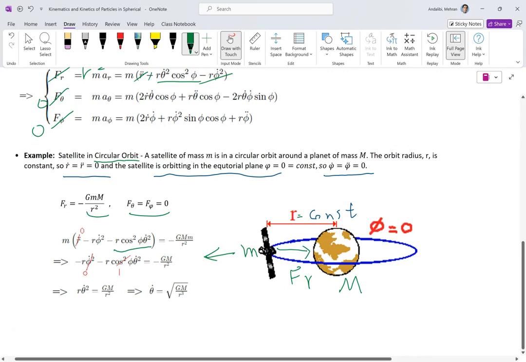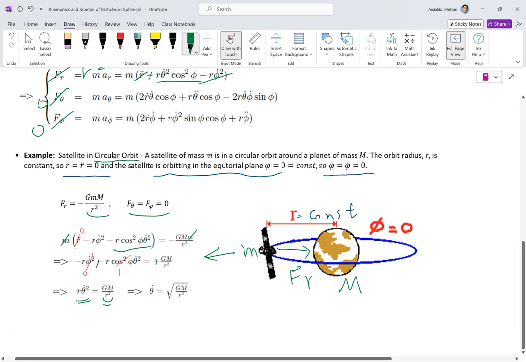So this negative and this negative would cancel, and the m can also cancel. You can get rid of one m. So your equation becomes r cosine phi squared theta dot squared equals GM over r squared, and phi is 0, so cosine phi is 1. So your simple equation becomes r theta dot squared equals GM over r squared.